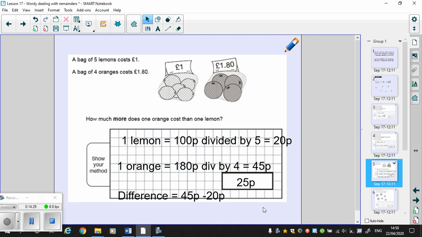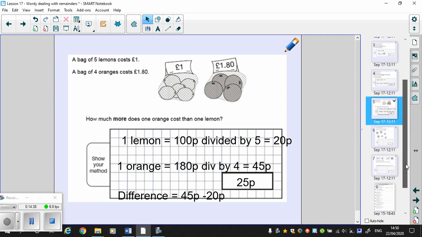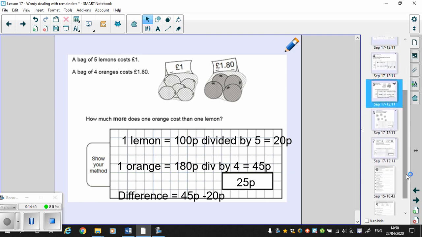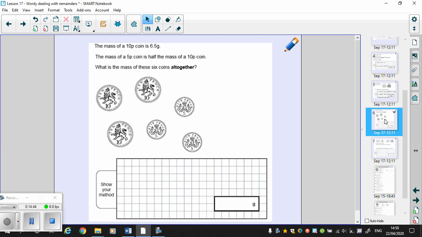Now, hopefully you got on quite well with those. If you want any more of these word questions, I will show you some more on the video that you can try in your own time. Here's another one. The mass of a 10p coin is 6.5 grams. The mass of a 5p coin is half the mass of a 10p coin. What is the mass of these 6 coins altogether?